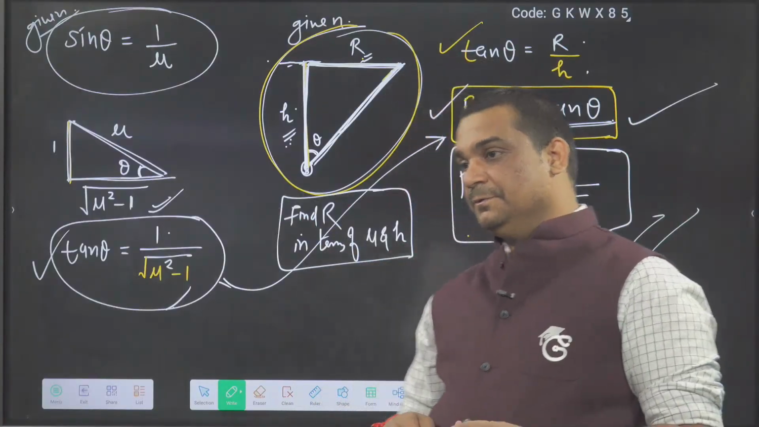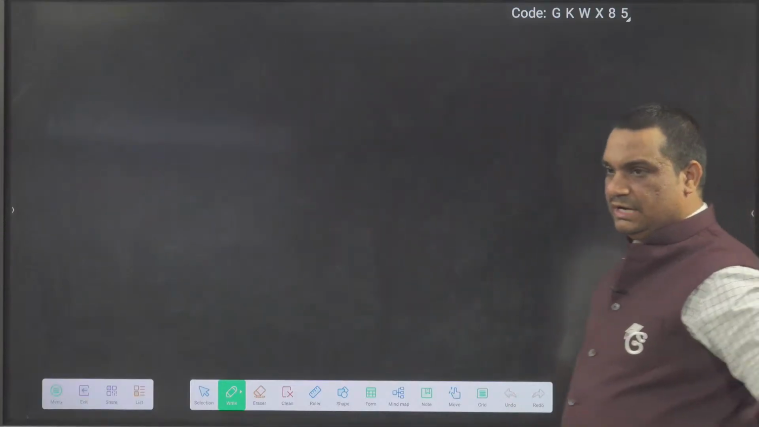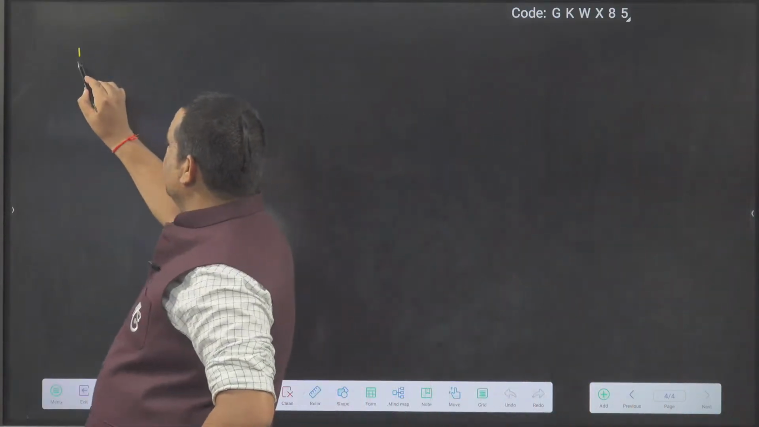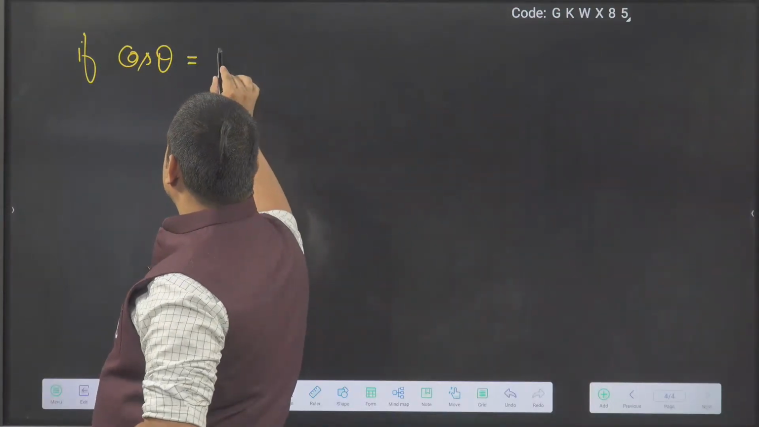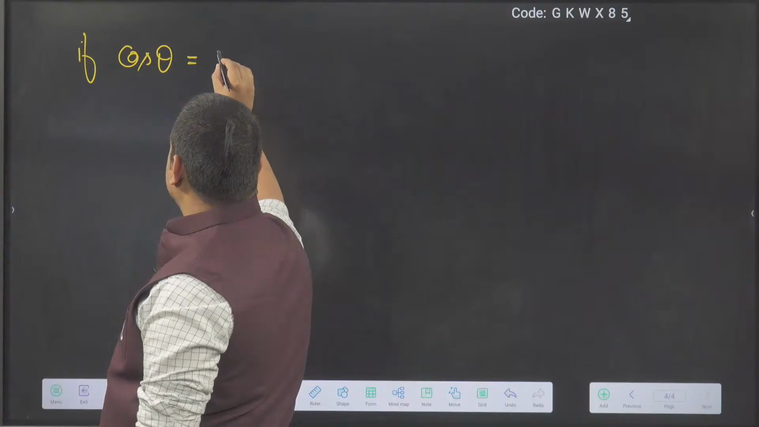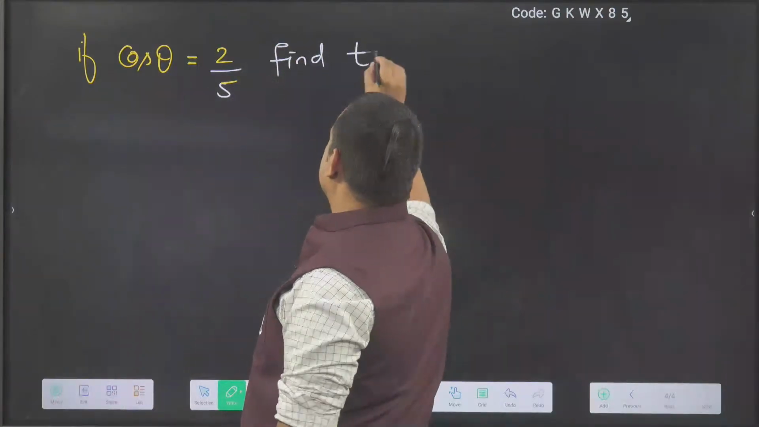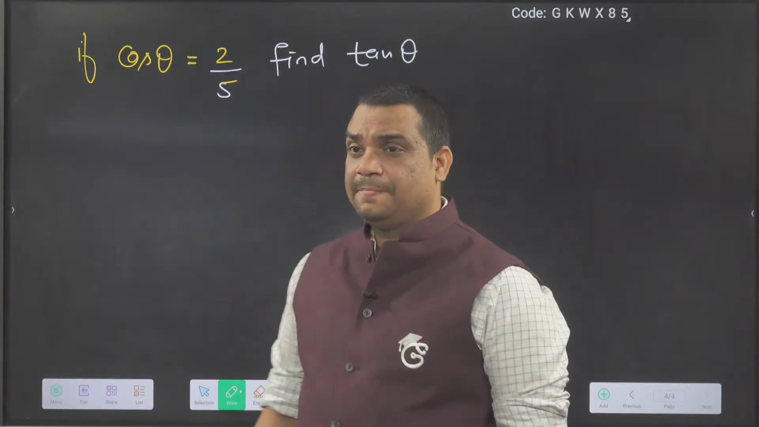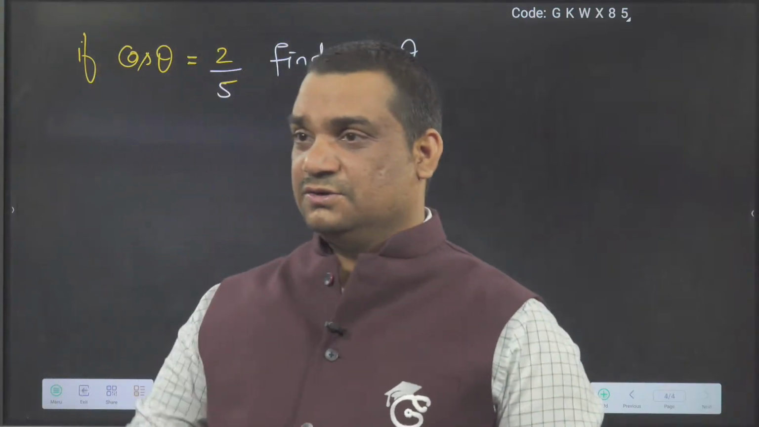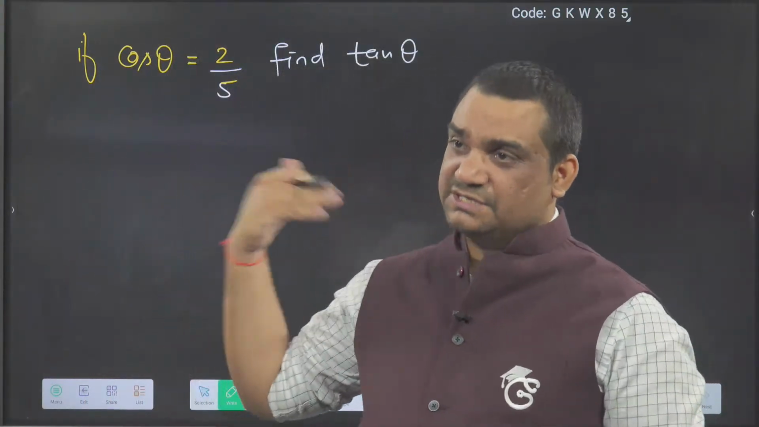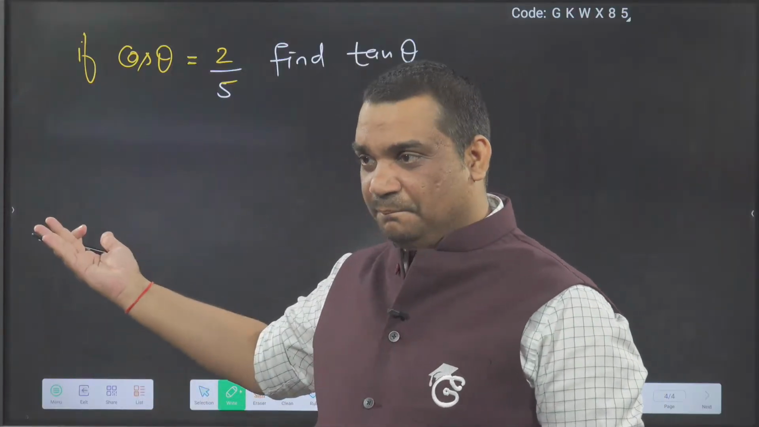Okay? We will do. Now, I will take one more example, then you will be able to relate. It will be better for you. If cos theta equals 2/5, find tan theta. This is the question, and at least now you can answer this one. Previous one, if you got it, very good. If you didn't, you will be able to get it after some time.